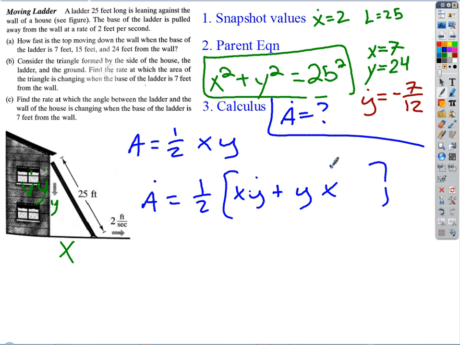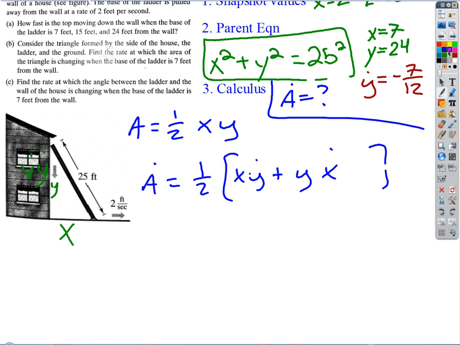So that's just a matter of plugging in some numbers. In fact, let's not even do that. In the interest of time, there it is. We could do that if we really wanted to.